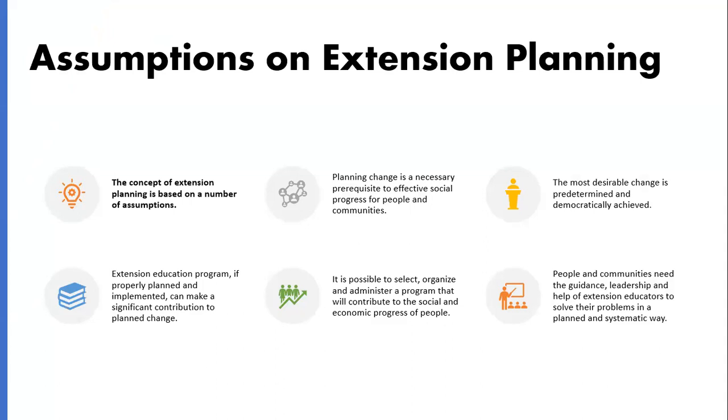When we go into planning, we actually have a number of assumptions, right? The first is that planning is a necessary prerequisite to the effective social progress of the people and the community. So we assume that planning is needed for effective social progress. The second is that it will create the most desirable change, predetermined and democratically achieved. That means we assume it will generate desirable change in a democratic way.